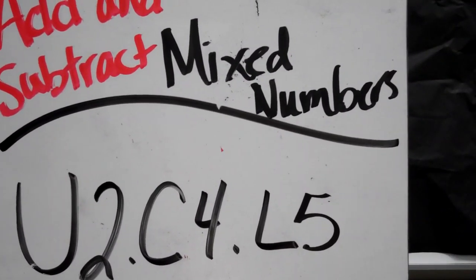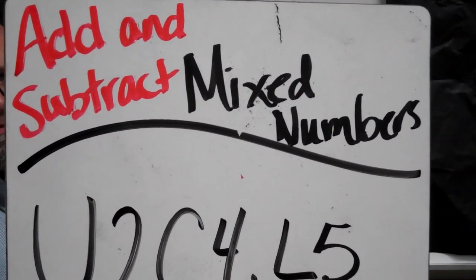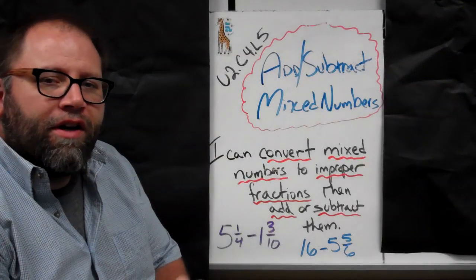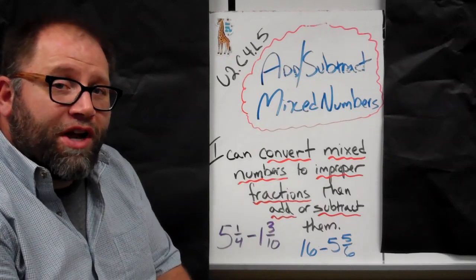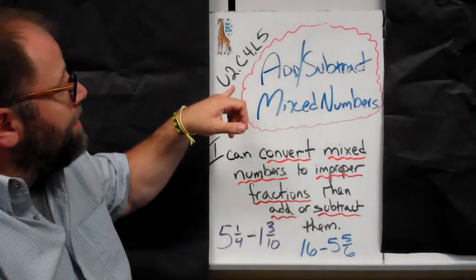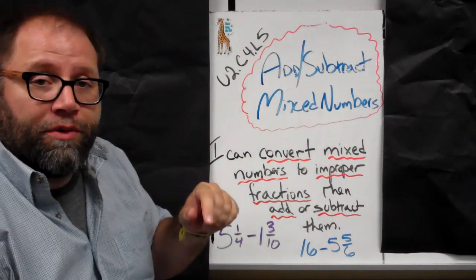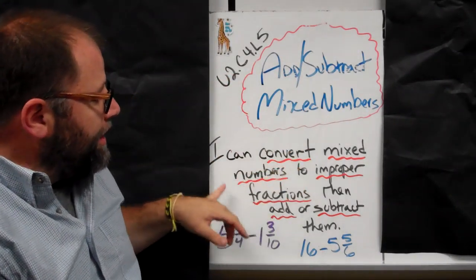This is Unit 2, Chapter 4, Lesson 5, Adding and Subtracting Mixed Numbers. Here's Mr. Romanovich. Hey, we are going to add and subtract mixed numbers, like Mrs. Benoit said. Get your title down, make sure you get your video down so you know exactly what those notes apply to. Then here's our target today.